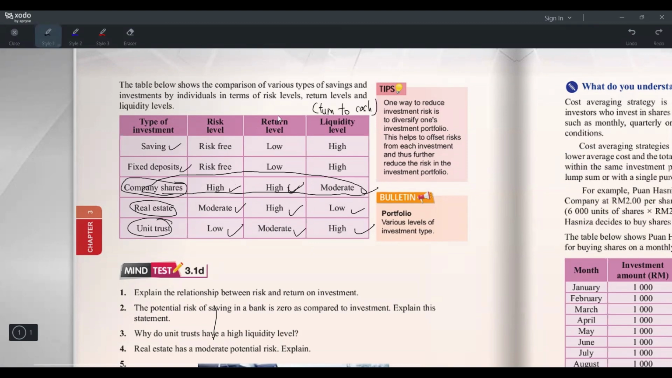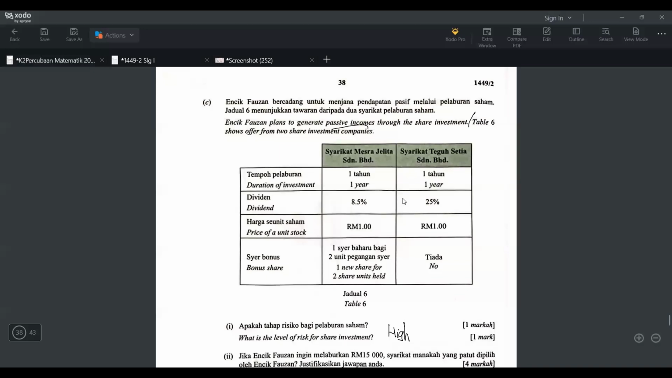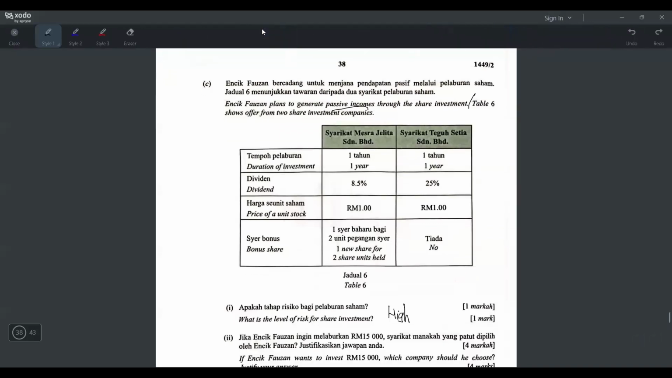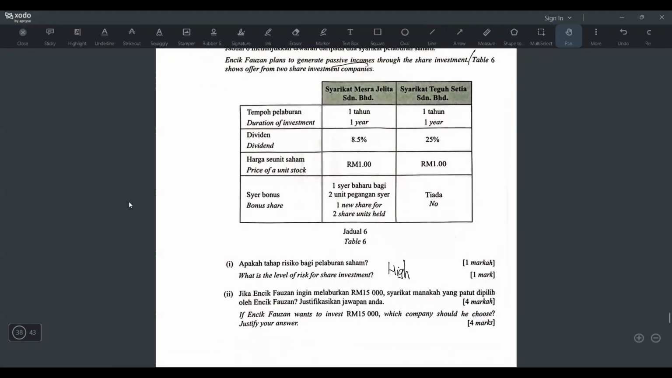And why is it high? Because the return is high. So if the profit is high, it means the risk will be high also. So makes sense, right? So what is the level of risk? It's very high. But the return you get is also high. That's why the risk is also high. Okay, so that's done. Now let's do number 2.